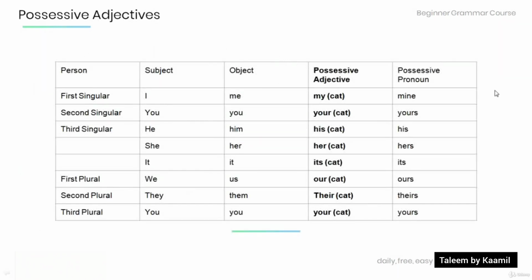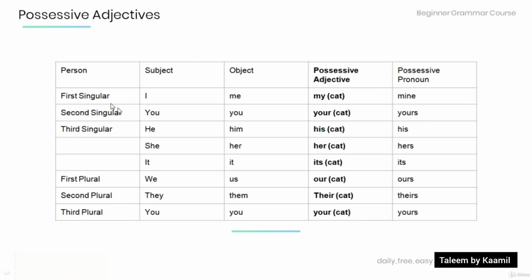Now let's have a look at the table below. In the first person singular, the subject is I. Object, me. The possessive adjective is my, as in my cat. Possessive pronoun, mine. In the second person singular, subject, you; object, you. Possessive adjective, your cat. Possessive pronoun, yours.